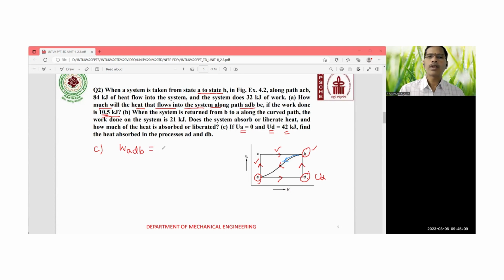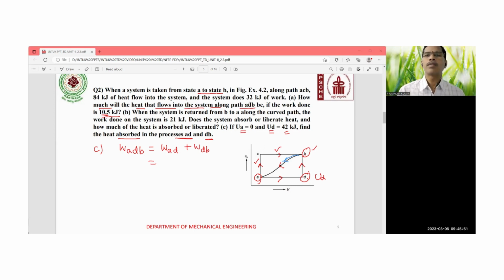W ADB is nothing but equal to, first, W AD plus W DB, the work done in this particular path, because you find the heat absorbed in the process AD and DB separately, it is mentioned. That means W AD. What is the W AD? W AD you can find out, I think it is from ADB it is given.